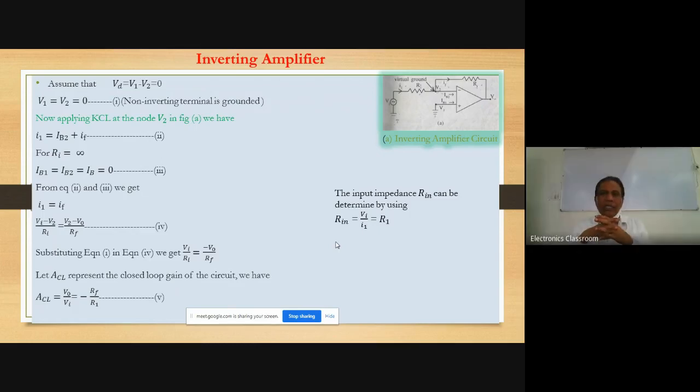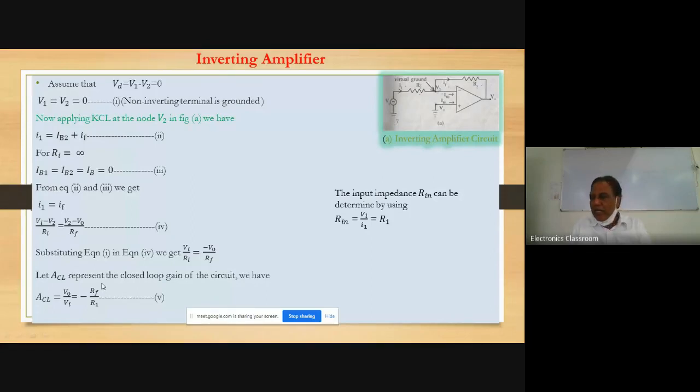Yes sir. So this is the concept of the virtual ground, the difference between the ordinary ground and the virtual ground, and the equation of the inverting amplifier, or the equation for the gain of the inverting amplifier, that is ACL is equal to minus Rf upon Ri.